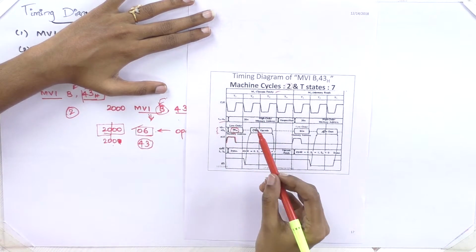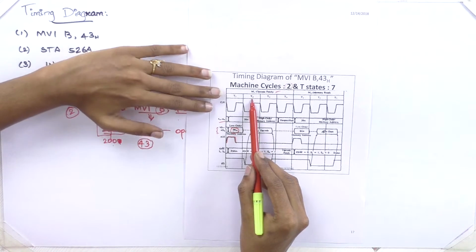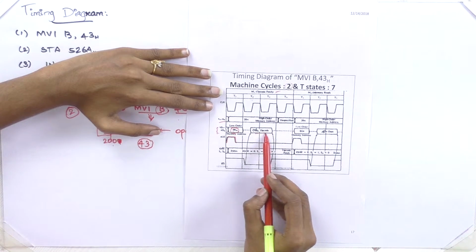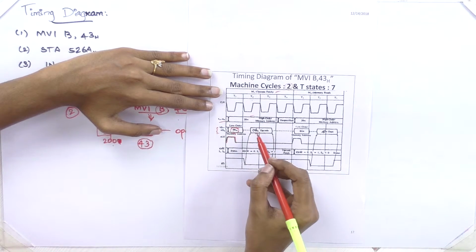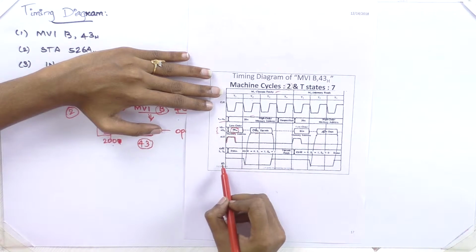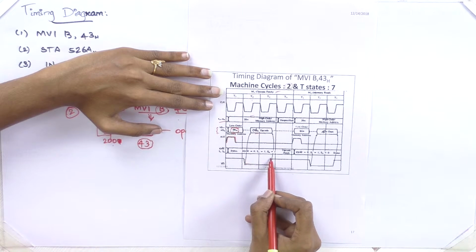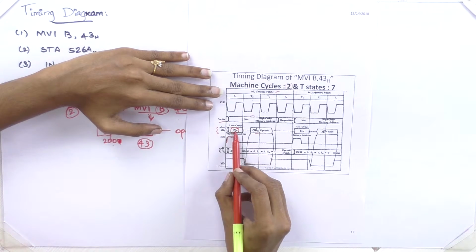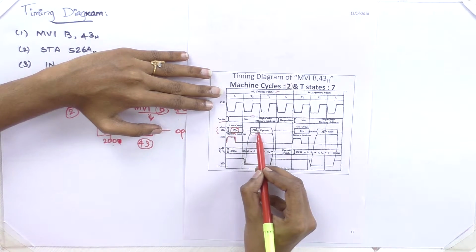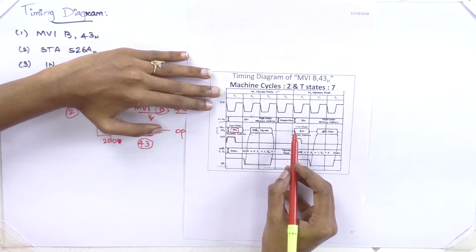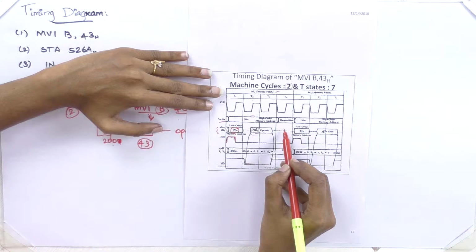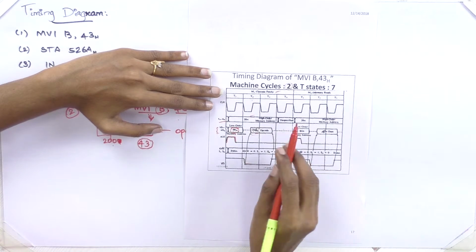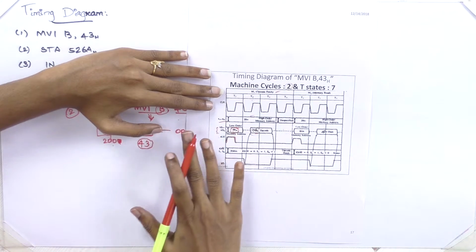Just recollect it. At T state 2, what will happen? It reads the opcode which resides in this memory location. Fine. At this time your read bar should be low in order to read this value from this memory location. Once it is read, at T states 3 and 4, what will happen? This opcode will be written into the instruction register. Fine. So now the opcode fetch is over.